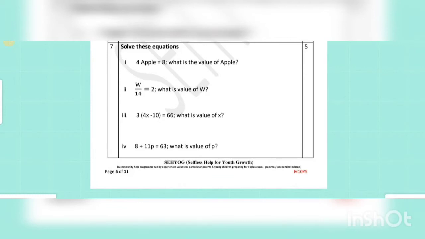Question number 7, part 1. 4 apples equals 8. What is the value of apple? Divided by 4 on both sides. 4 by 4, 1 apple equals 8 by 4, 2. So, apple equals 2. Part 2. We multiply both sides of the equation by 14. So, on the left hand side, 14 divided by 14 is 1W, which is equal to 2 times 14, which is 28. So, 28 is our answer.